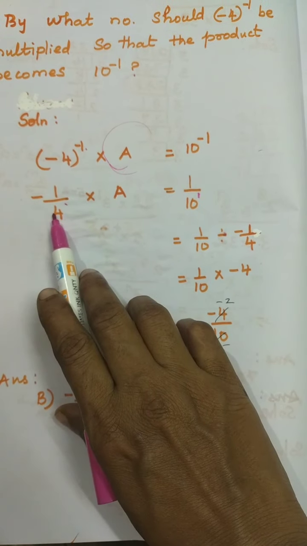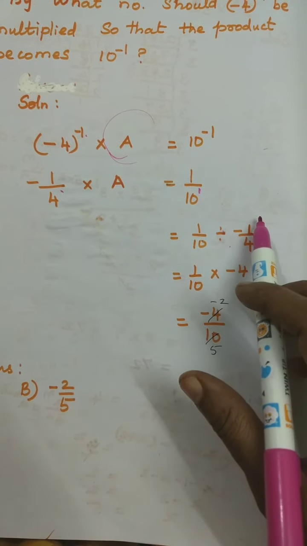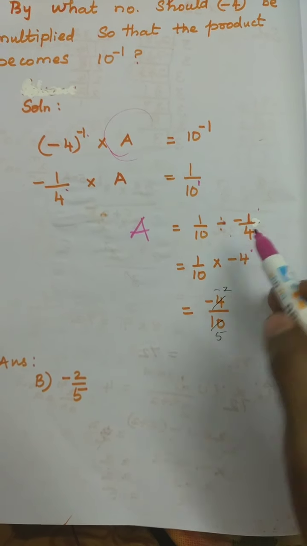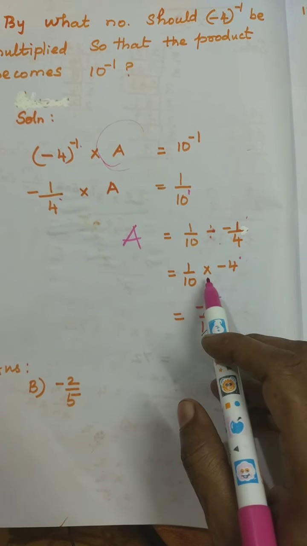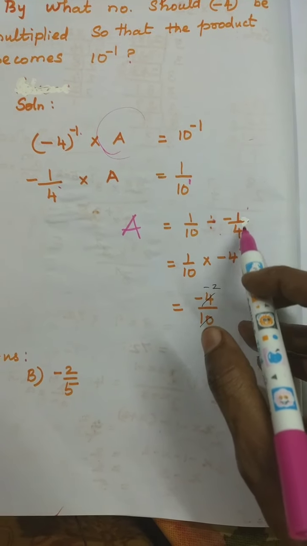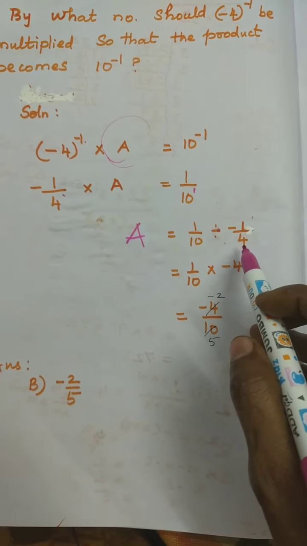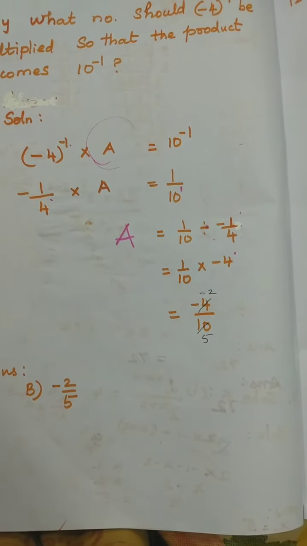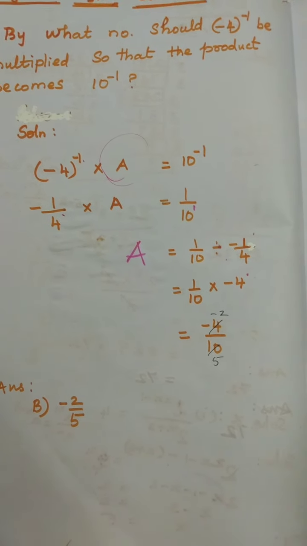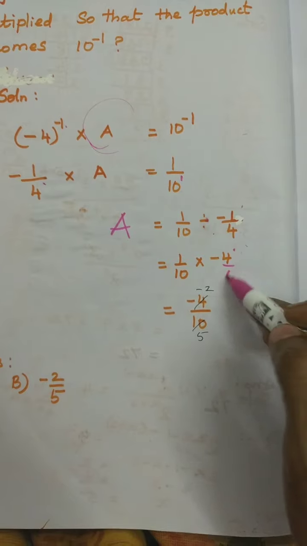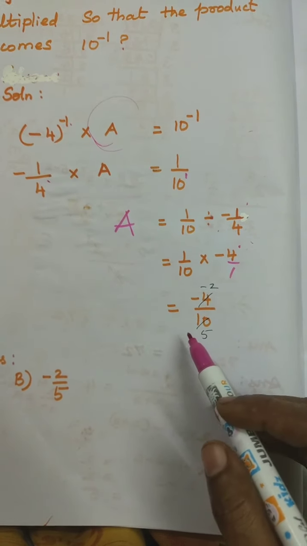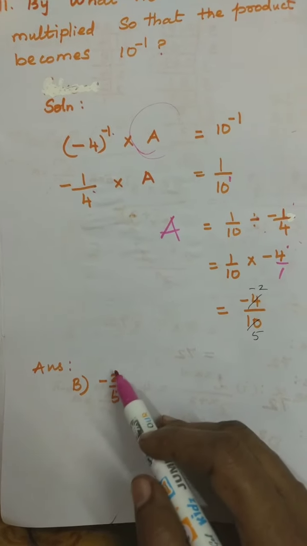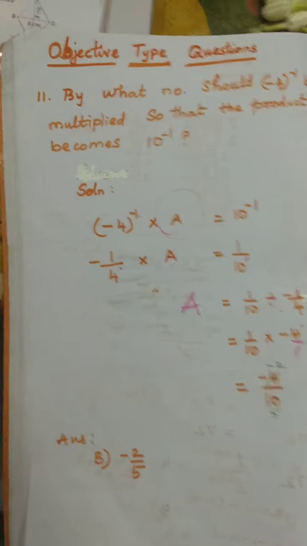Now you bring this minus 1 by 4 to this side, it will come divided by minus 1 by 4. And a is equal to 1 by 10 divided by minus 1 by 4. That is equal to 1 by 10 into, you change the division to multiplication and take the reciprocal, otherwise called the multiplicative inverse. Then minus 1 by 4 comes as minus 4 by 1. Now you can cancel 10 and 4. Minus 2 times, 5 times. So the answer is minus 2 by 5. B is the answer.